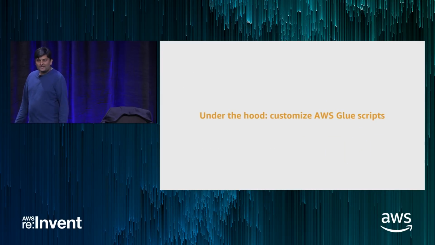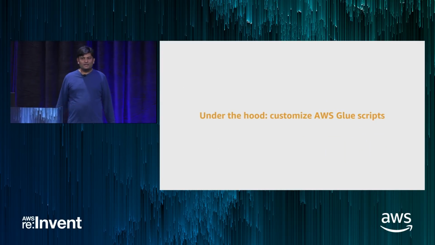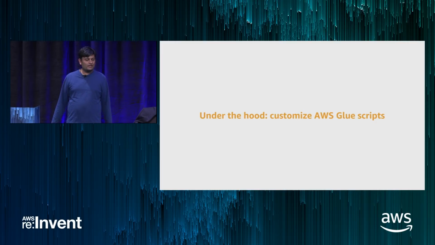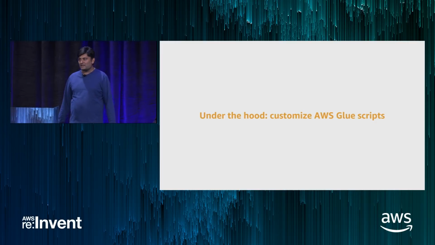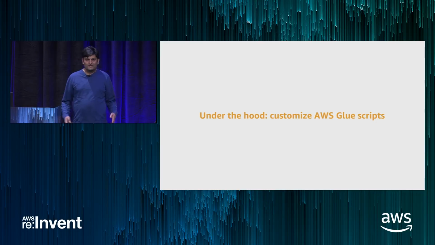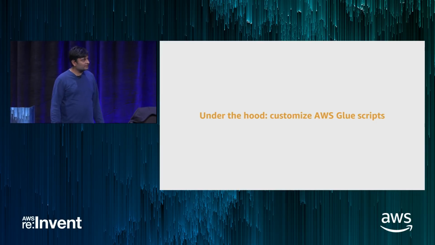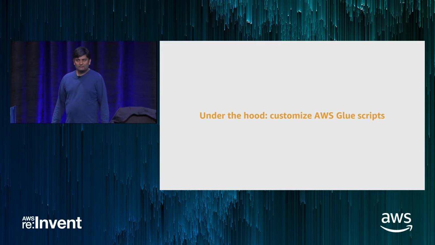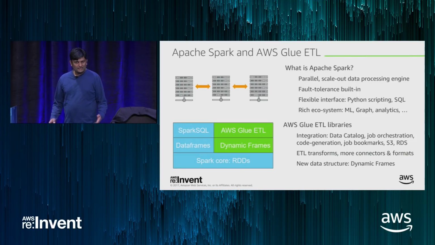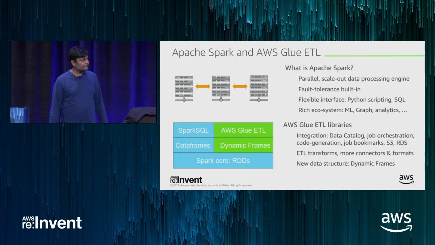All right. Well, so now you know how to get a script running into production and what happens underneath. What happens if you want to go and customize your script? What are all those things, those bookmarks and dynamic frames doing? Well, to try to understand that, we need to first get into what Spark is and how it works. Okay. Apache Spark, if you guys aren't familiar with it, is a parallel scale-out data processing engine.